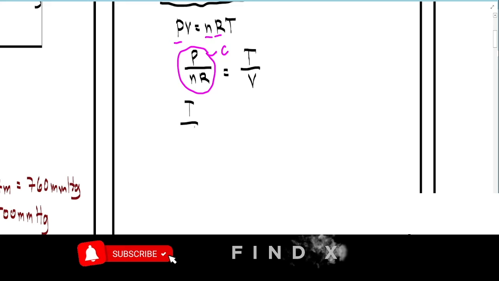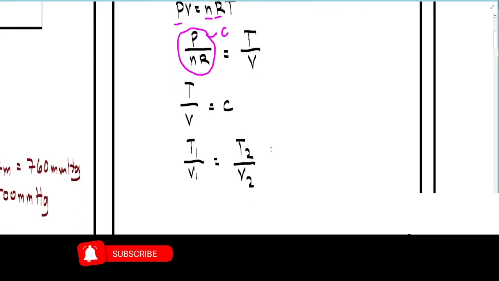So if these are all constants, it will become T over V equal to C, and then all you have to do is just copy and change the subscript. So we have T1 over V1 equal to T2 over V2. Okay, and we already have the temperatures. So what about the volume? But you have to consider here that this is a balloon. Of course, we will consider this as a sphere.